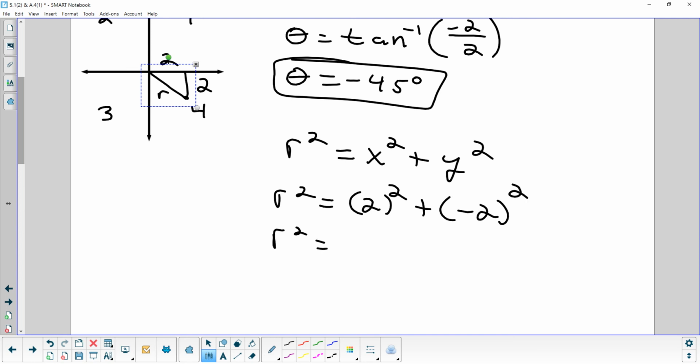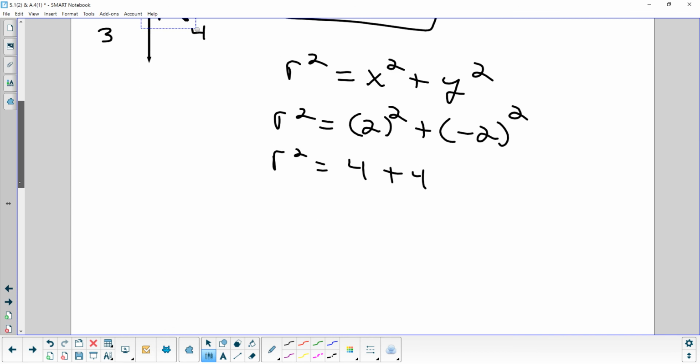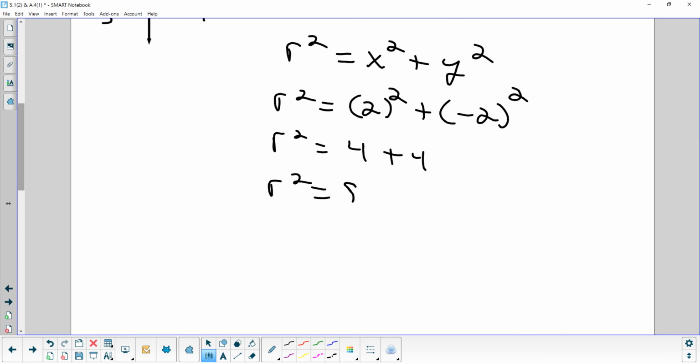All right, so when we do that out, how about, Eva, what's 2 squared? 4. And -2 squared? -4. Oh wait, no, 4. 4, yeah? Because that means -2 times -2. So we get r squared equals 8.